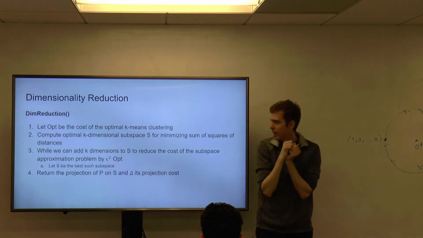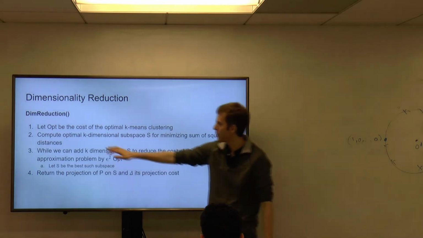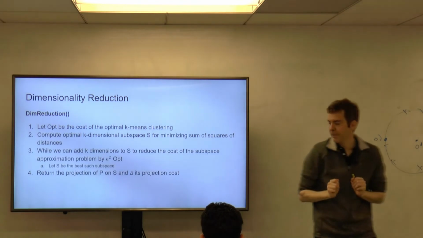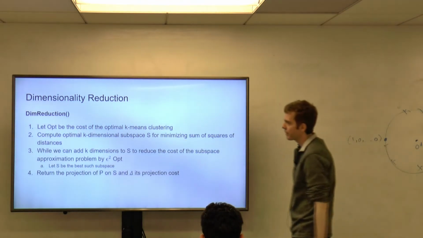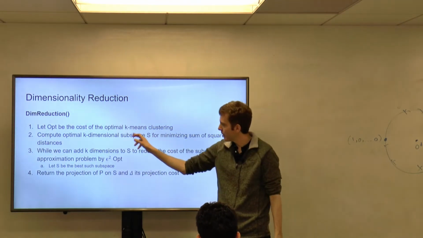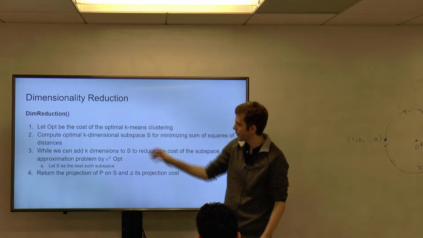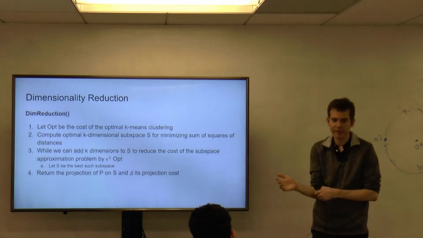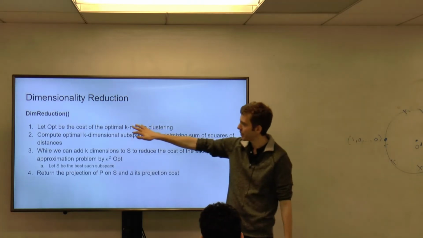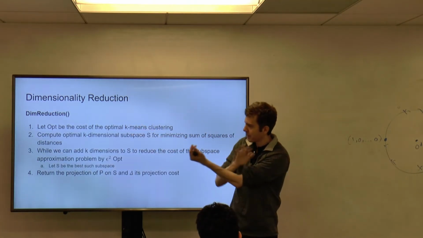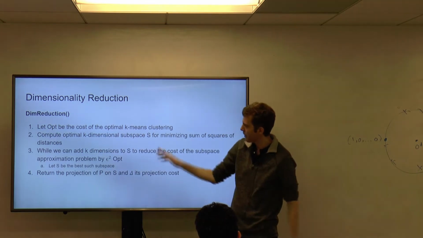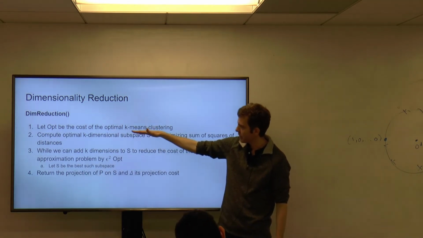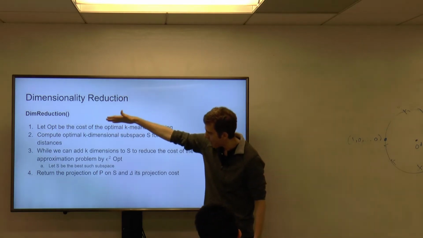Opt is the optimal k-means clustering cost. And this opt is at least the cost of using the best k-dimensional space S for approximating my points, because the k-means live in some k-dimensional space. I can take the space spanned by them, and this is the best space. So the cost of using the space S is at most opt.